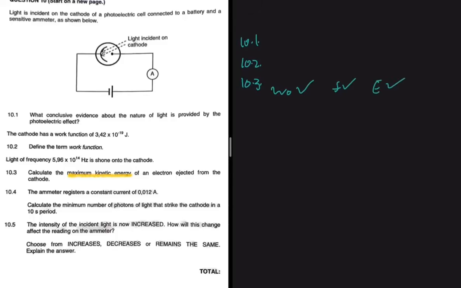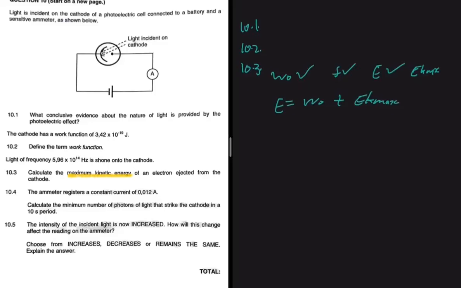What else do we have? That's all we have, and we need EK max, right? So we know the formula we're going to use here. We're going to say that the energy is equal to the work function plus EK max. But what is the energy? The energy is given by H multiplied by F, being equal to the work function plus EK max, right?